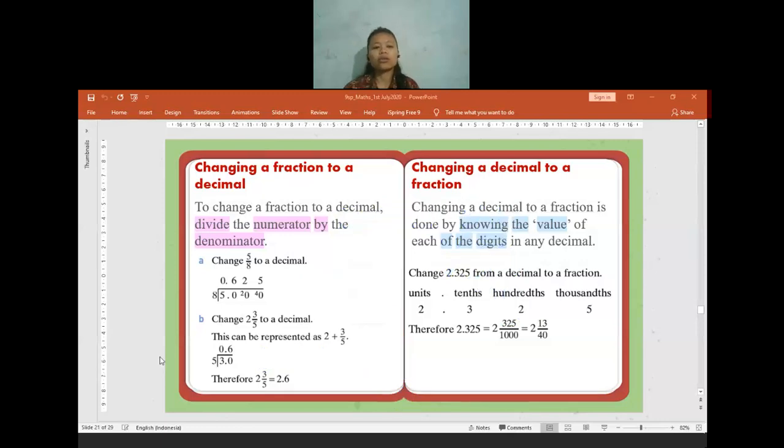Now let us continue to changing a decimal into a fraction. It will be easier if you can recognize how many decimal digits there are. Like in this example, 2.325, it has 3 digits, right? When it is 3 digits, the number of 0s will be 3. That's why it will be 2 325 by 1000. Why do I put 1000? Because the number of 0s is 3. The number of 0s follows how many digits are behind the decimal place.